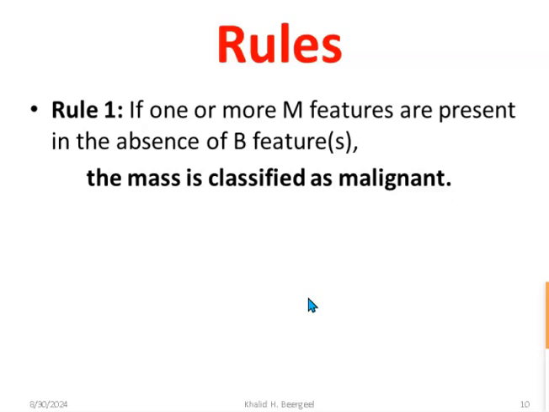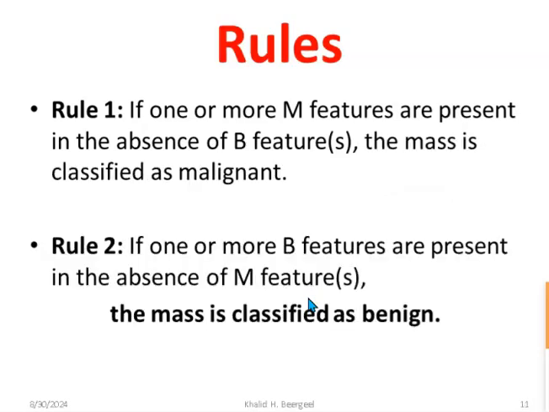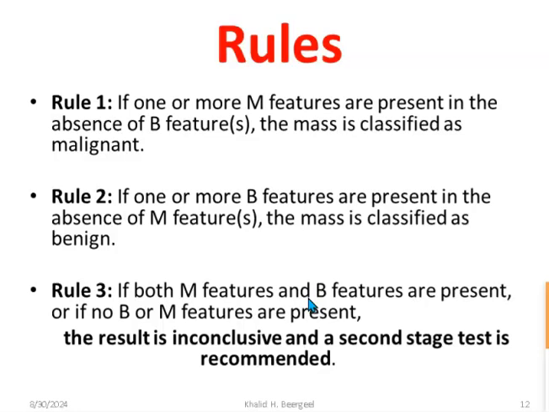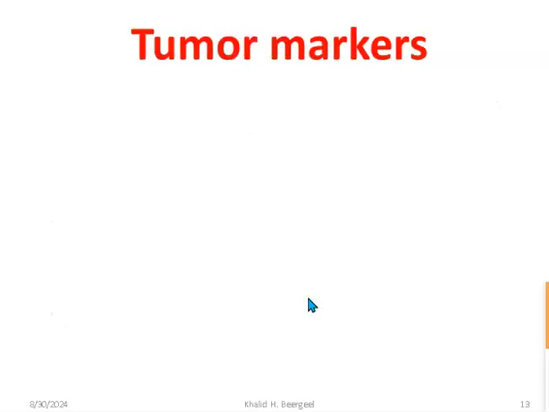The rules to classify this IOTA: rule 1 is when there are one or more M features and no P feature, you will classify as malignant. When there is no M feature but P features, you will classify as benign. And when you can't decide between benign and malignant, you need second stage testing or you need to retest.